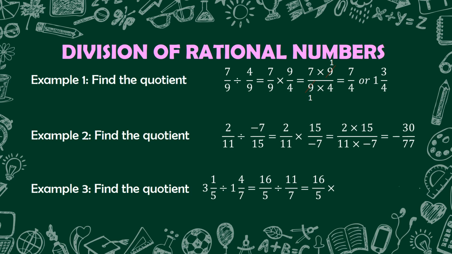Copy 16 over 5, then get the reciprocal of 11 over 7, that is 7 over 11, and proceed to multiplication. 16 times 7 is equal to 112, and 5 times 11 is equal to 55. Our final answer by simplifying 112 over 55 is equal to 2 and 2 over 55.